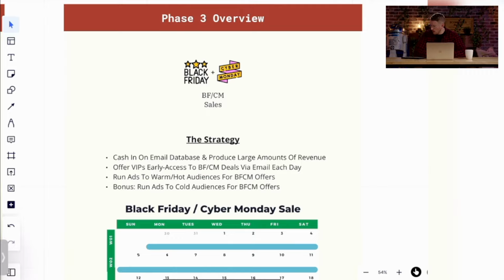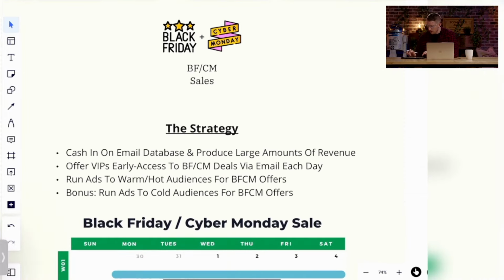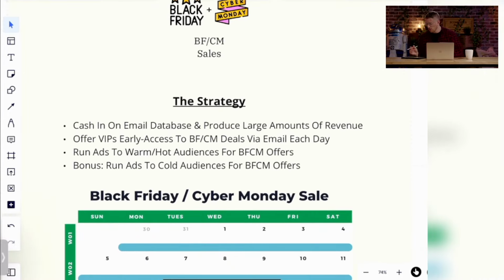All right. So what does this strategy look like? Well, first of all, in phase 3, the goal is to essentially cash in on our email database and produce large amounts of revenue. Obviously, it's to offer our VIPs that got on that list early bird access to our deals via email every single day. We're gonna then run ads for our warm and hot audiences for those different offers. And then if you have the bandwidth, and I highly recommend everybody do, we're gonna run ads to cold audiences for Black Friday, Cyber Monday offers.